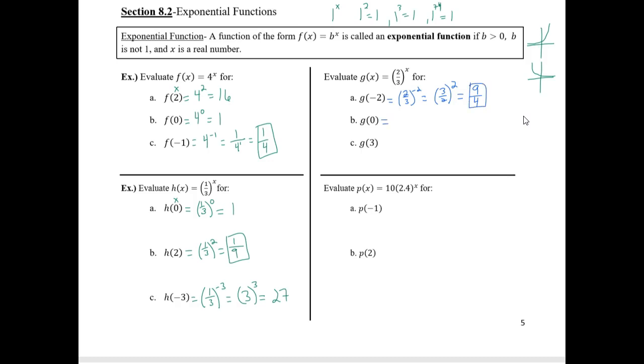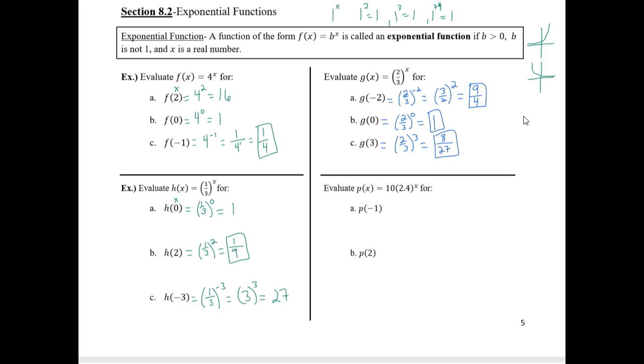g of 0, replacing x with 0, and anything to the 0 power is 1. Okay, not 0, but 1. And then lastly, 2/3 cubed. 2 times 2 times 2 is 8. 3 times 3 times 3 is 27.